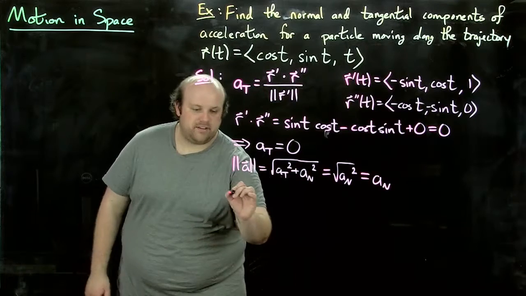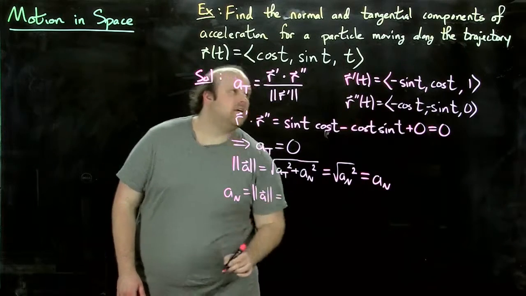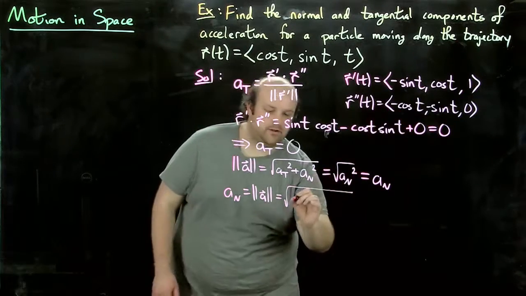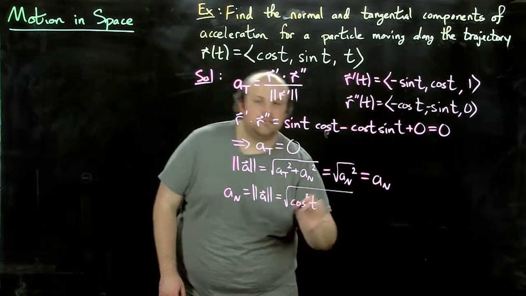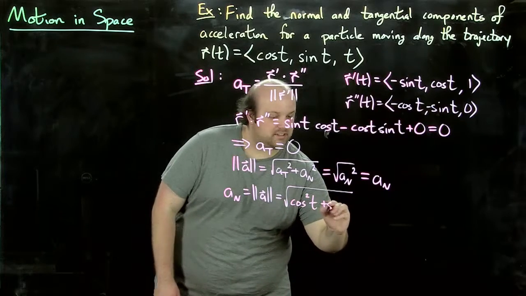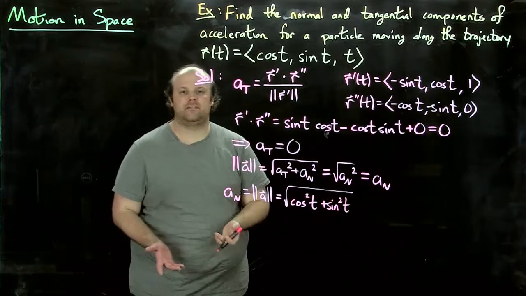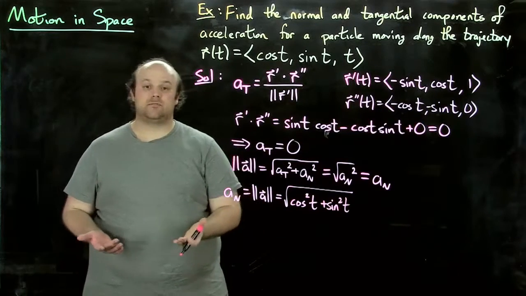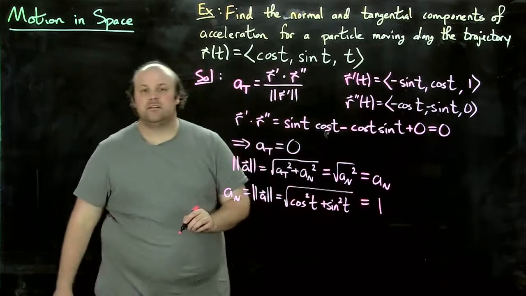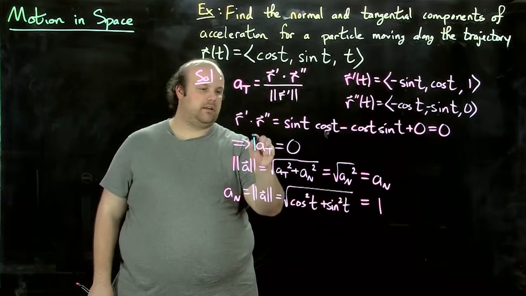So let's go ahead and find that. AN is the magnitude of A, and that will be the square root of negative cosine squared, so cosine squared t, plus negative sine squared, so plus sine squared t, plus 0 squared. So we'll just go ahead and leave that off. Well, sine squared plus cosine squared is 1, the square root of 1 is 1, so the normal component of acceleration is just 1.